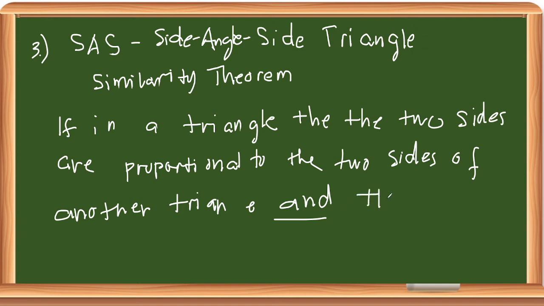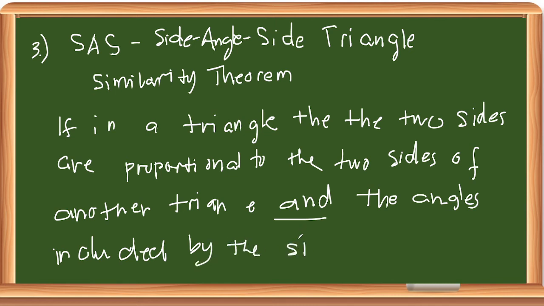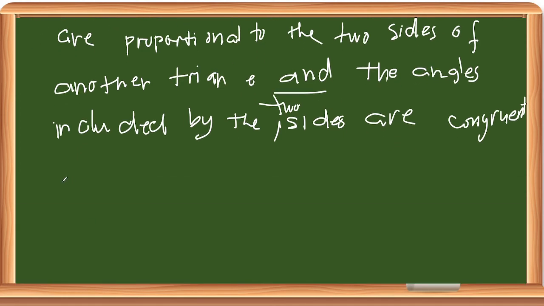And the angles included by the two sides are congruent, no? Okay, so kung andyan yung dalawang yan, if it exists in the two triangles, then we can say that the two triangles are similar.